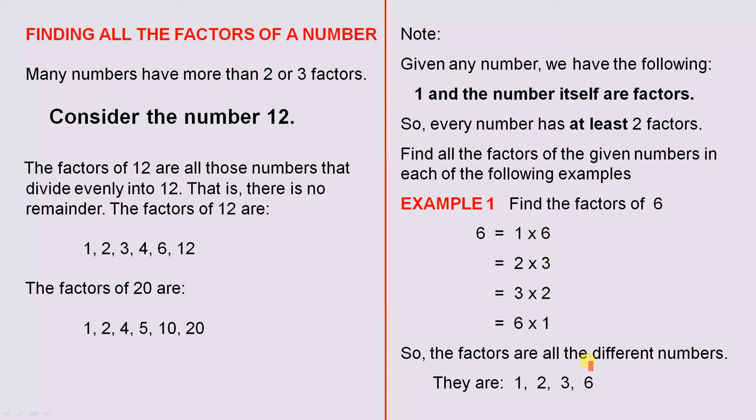So the factors are all the different numbers. So we don't repeat any. We just list the different ones. So the different ones are 1, 2, 3 and 6.